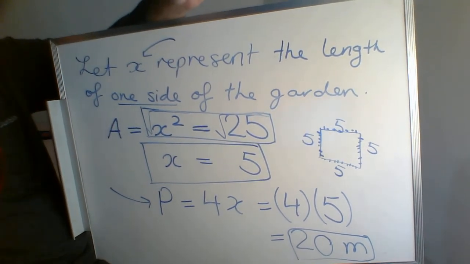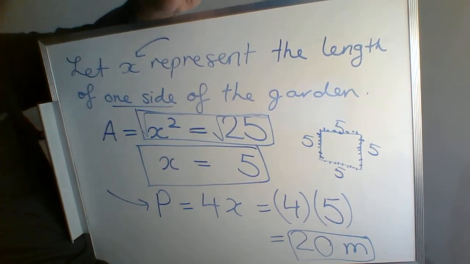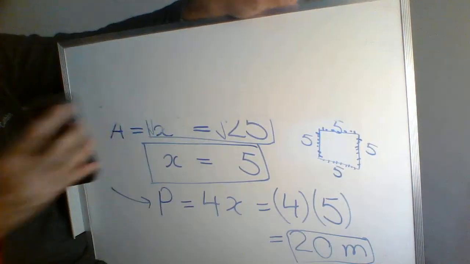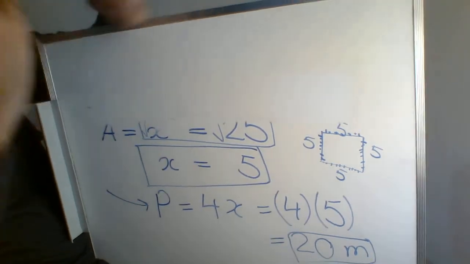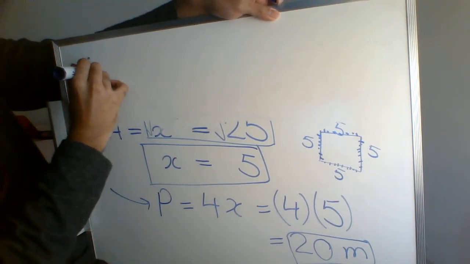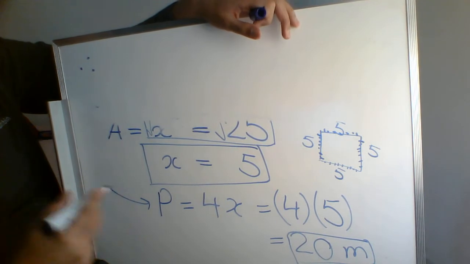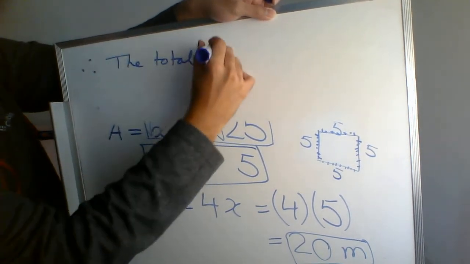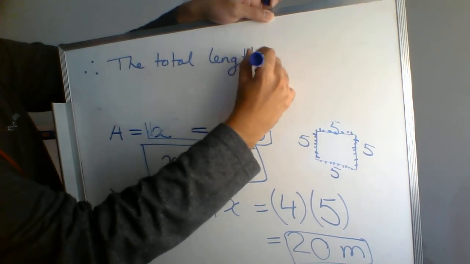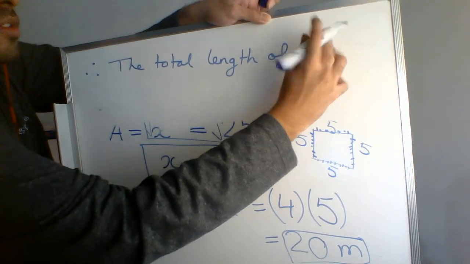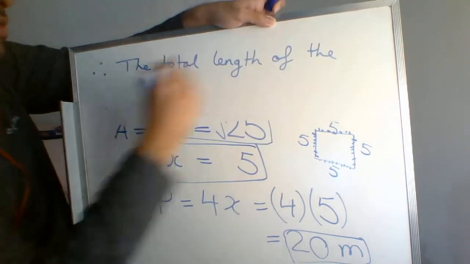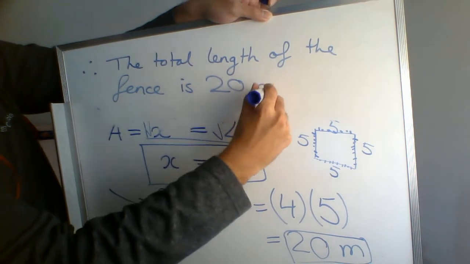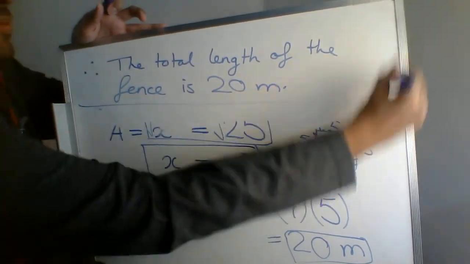Alright, hopefully that makes sense. The last thing you could do here, of course, is go ahead and make that final therefore statement. So you say therefore, and then you can just answer it exactly the way it was worded in the question, just with your numbers. So we'll say therefore, the total length of the fence is 20 meters. And that's it.